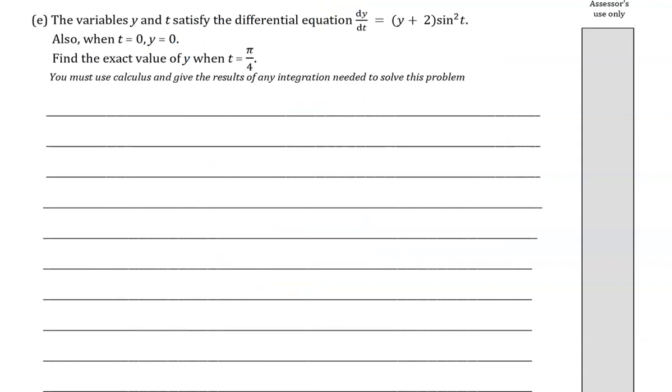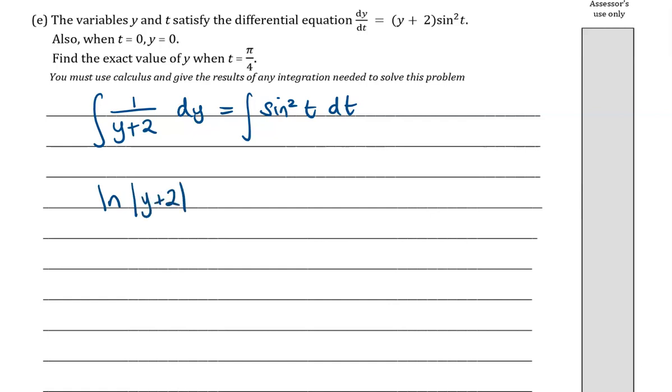Alright, the last one. We've got dy by dt is equal to this function over here, so we need to separate the variables. So if we bring the y's to the left hand side, we get 1 over y plus 2 dy is equal to sine squared t dt, and then we want to integrate each of those. So on the left we get ln of y plus 2.